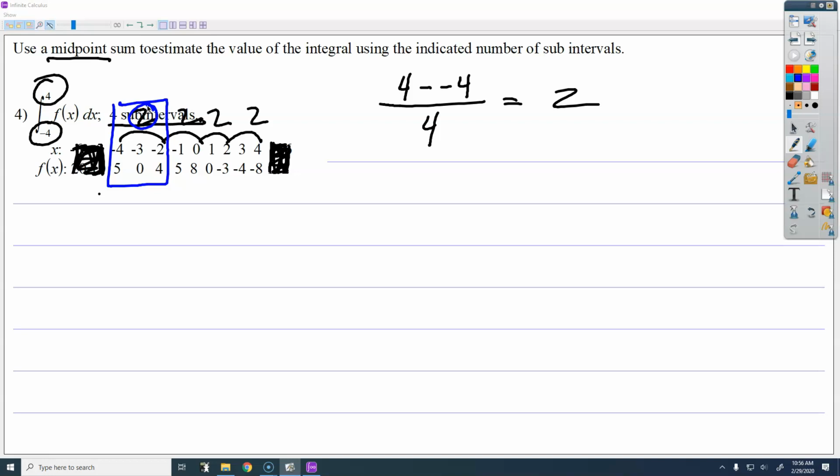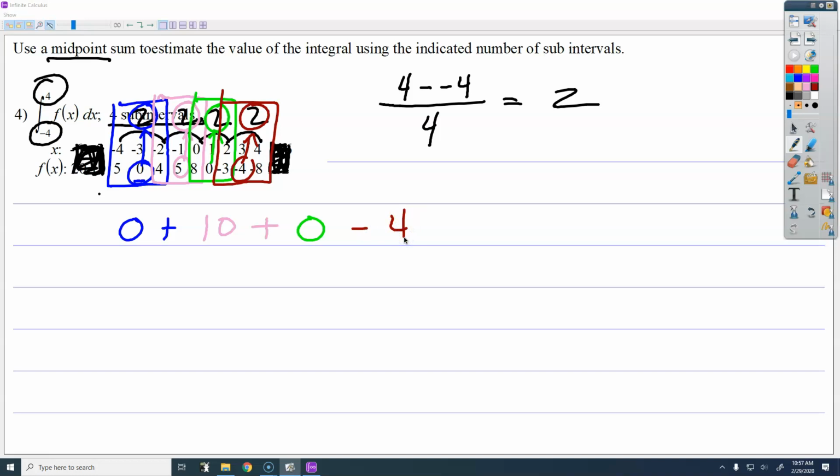When you're doing a midpoint sum, the height is the middle y value. So in this case my height is 0. So 0 times 2 is 0. Plus, my next rectangle goes from -2 to 0. And so the base is 2, the height is 5. And that would be 10. Next rectangle, going from 0 to 2, base is 2, height is 0. We got another 0 height there. And then finally, last rectangle going from 2 to 4, base is 2, height is -4.